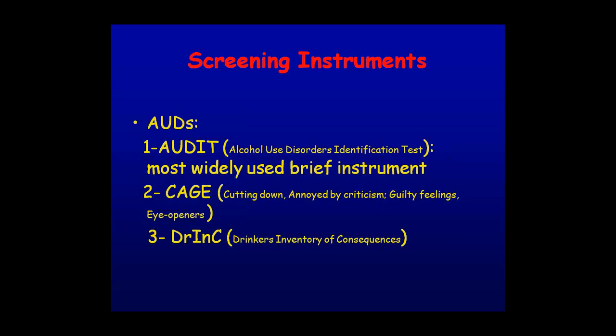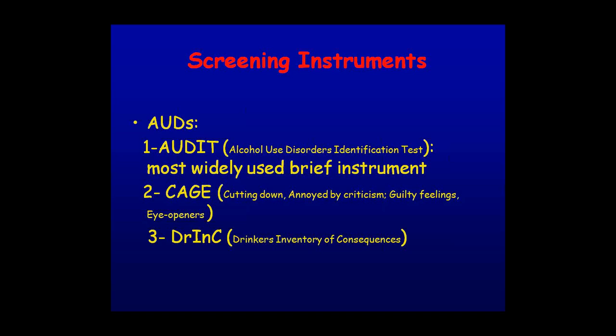The other one that we use is the DrInC, D-R-I-N-C, the Drinker's Inventory of Consequences. It tells us a lot about the consequences of the drinking. This is less often used in that setting; we use it more in research settings. So the two that are most commonly used are the AUDIT and the CAGE. And as you see, it's very simple. With the AUDIT, you have 10 questions that are very, very simple to do and to answer.